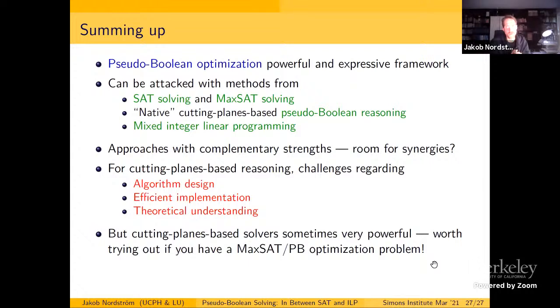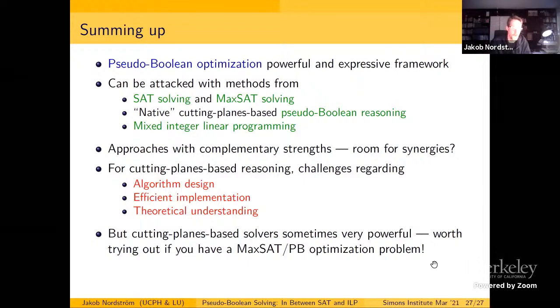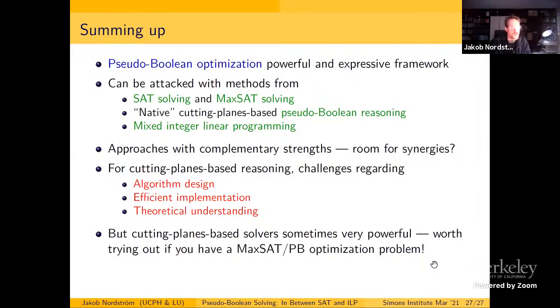And we're certainly not where we would like to be in terms of performance, because of course we would like to beat the competition, all of them, including the MIP solvers, and we don't. There are a lot of interesting challenges for how to design the algorithms. Also, efficient implementation is a huge challenge. A question like how to propagate pseudo-Boolean constraints is much more costly than propagating clauses. And this is really slowing down solvers.